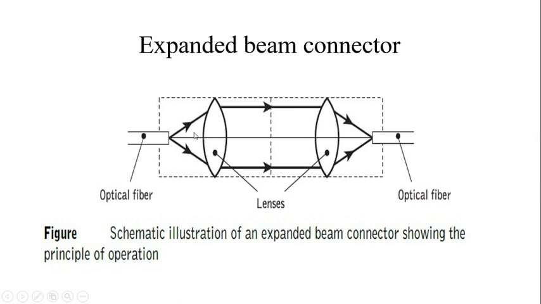Here the achievement of lateral alignment is much less critical, since the axes of optical fiber 1 and optical fiber 2 are on the same plane. So lateral alignment is no problem in the extended beam connector, but longitudinal alignment problems occur. This extended beam connector is useful for multi-fiber connections and edge connections for printed circuit boards, PCBs.